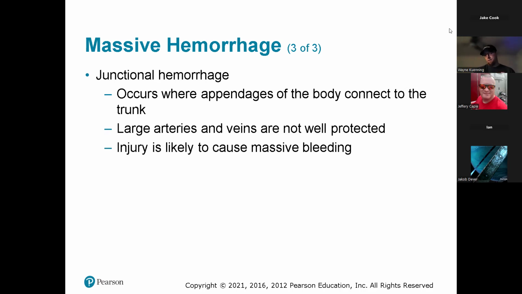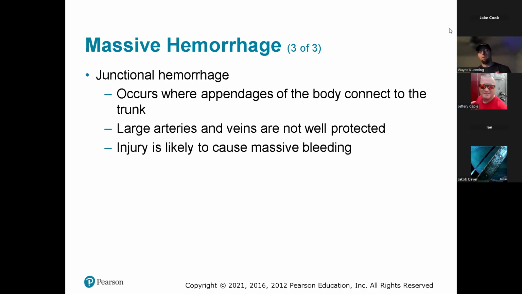Junctional hemorrhage. I don't know if anybody's ever heard that term before. We teach it a lot on my side of things. Junctional hemorrhage occurs where body parts attach, so armpits and shoulders, groin and neck. The biggest reason those are of concern is, well, one, you can't put a tourniquet there, or you can. There are specific tourniquets for it, but hardly anybody carries them because they're bloody expensive.